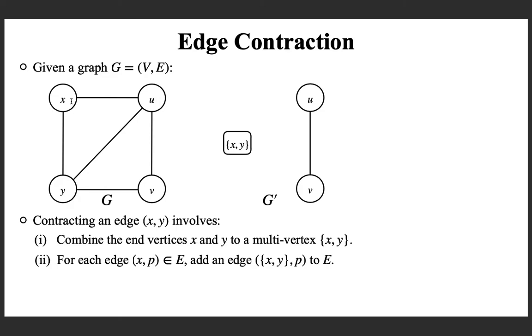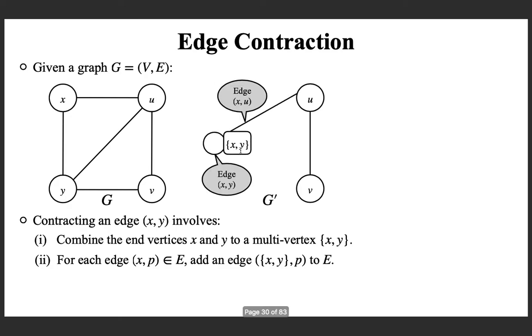All those edges leaving x in the original graph, you add them as leaving the combined multi-vertex. For example, here, for representing the edge xu, you will add an edge from the combined vertex to u. Similarly, there is an edge leaving x but going to y. Both are represented here as a single vertex, so it is a self loop. Okay, similarly you do for y.